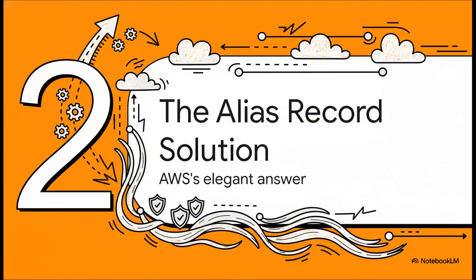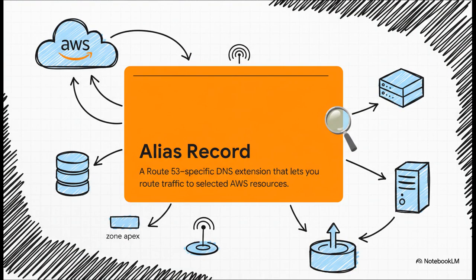Well, this is where AWS gets really clever. They built a feature right into Route 53 to get around this exact challenge, giving us the flexibility we need without actually breaking any of those fundamental DNS rules. And that feature is the alias record. Think of it as AWS's own special extension to DNS. It acts kind of like a CNAME, but it's supercharged with special abilities because it's deeply integrated with the AWS ecosystem. And its number one superpower? It works at the Zone Apex.